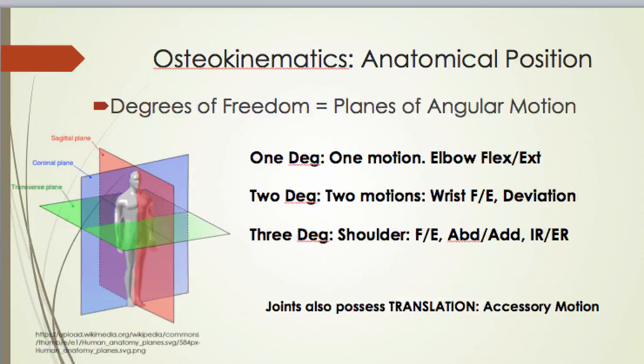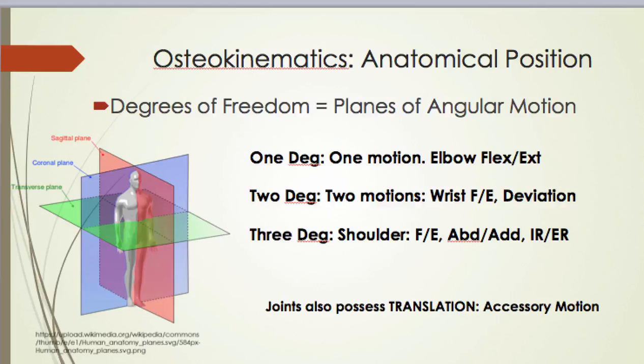Going further with our osteokinematics, we have different degrees of freedom and different motions through the joint, and that deals with the planes of angular movement in the different planes: sagittal, coronal, and transverse. So some joints possess one degree of freedom, or one motion, such as elbow flexion and extension. That's all it does. The humeral ulnar joint flexes and extends the elbow, period. Other joints have 2 degrees of freedom, or 2 motions, such as the wrist at the radiocarpal joint.